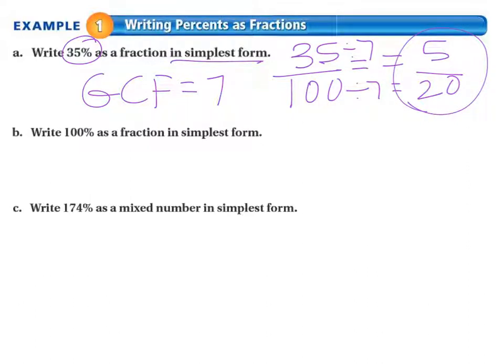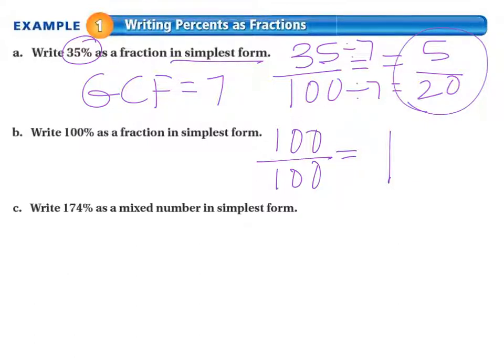Part B, write 100% as a fraction in simplest form. So we're going to do the same thing. The percent goes in the numerator, 100 goes in the denominator, and then we write it in simplest form. If we have the same numerator as the denominator, then that is the same part as the whole, and that's going to mean our simplest form is 1.